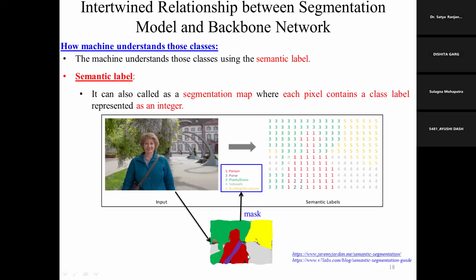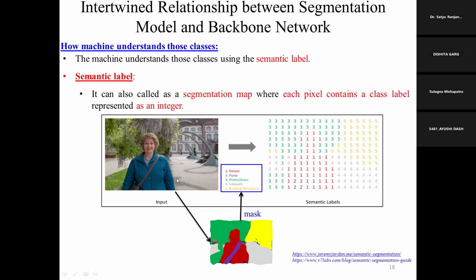because this is the mask we have just generated using LabelMe. So this is our input image and this is the mask. We want to classify the person, the purse, the plant or grass, the sidewalk, the roads, and the building structures. Okay, and we give a different color to each class. So in this image, how will the machine learn based on this?